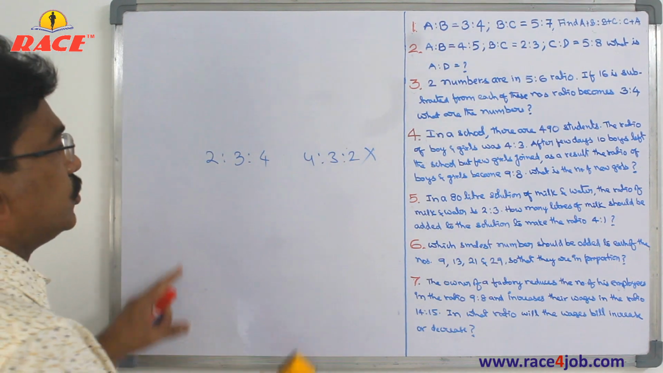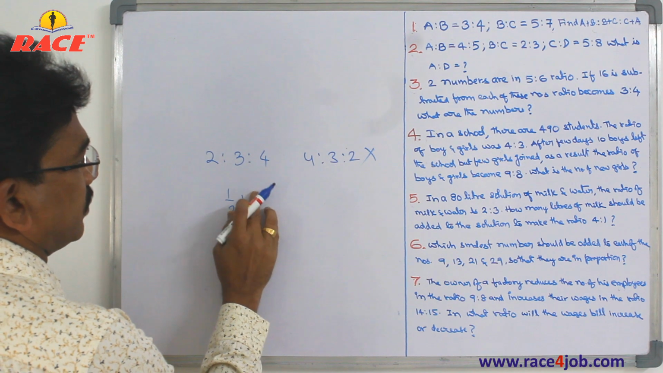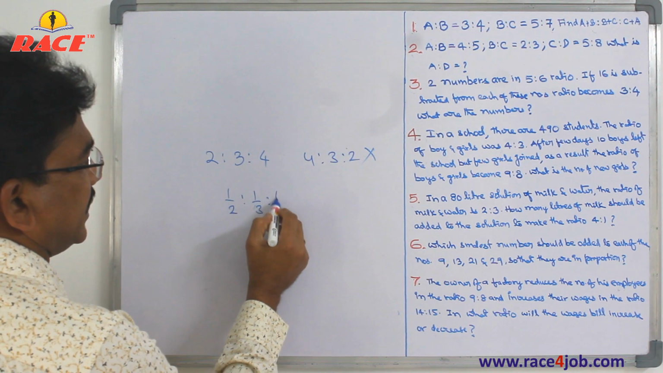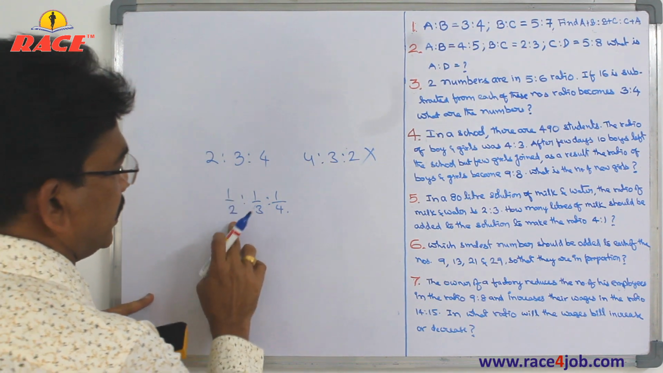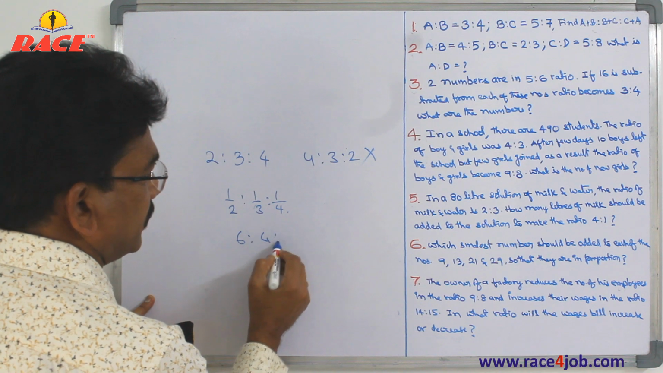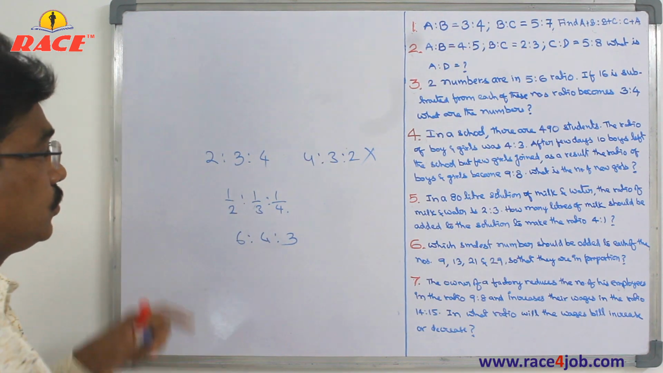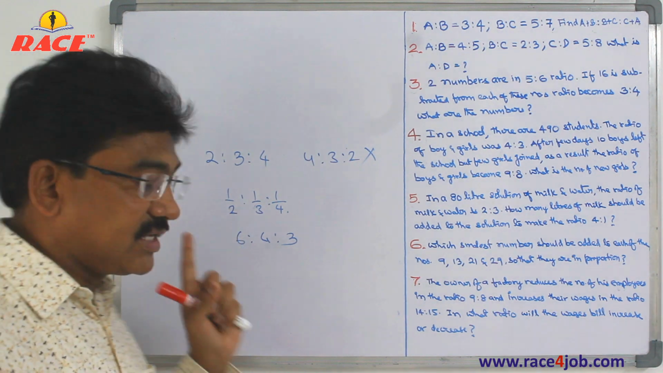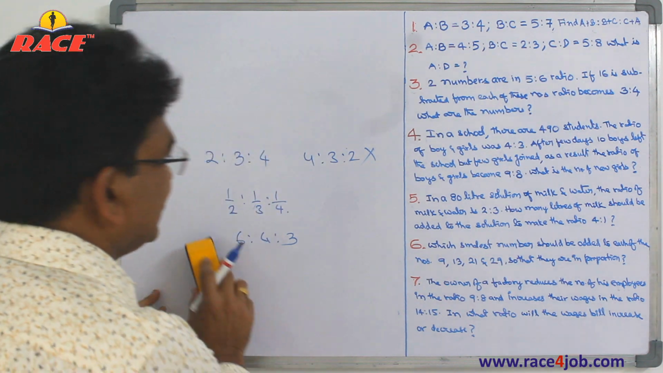Similarly, for 2:3:4, the inverse ratio is 1/2 is to 1/3 is to 1/4. Again you take the LCM. The LCM is 12, multiply by 12. 1/2 times 12 is 6, 1/3 times 12 is 4, 1/4 times 12 is 3. So the inverse ratio of 2:3:4 is nothing but 6:4:3. That you remember, right?